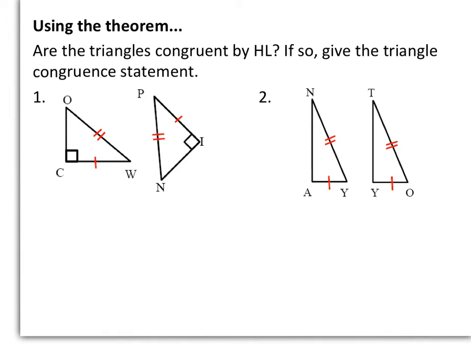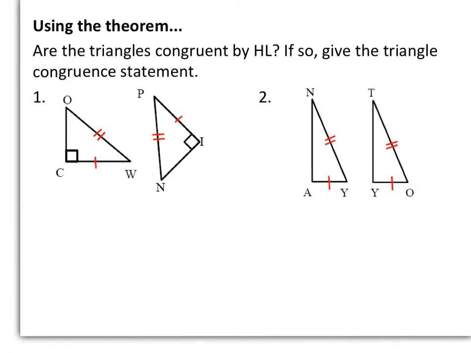Okay, in our first two examples, it says, are the triangles congruent by HL? If so, give the triangle congruent statement. So remember, in order to use the hypotenuse leg congruence, we have to know that our triangles are right triangles, that we have a pair of corresponding congruent hypotenuses, and a pair of congruent corresponding legs.